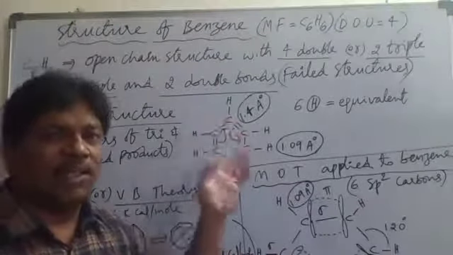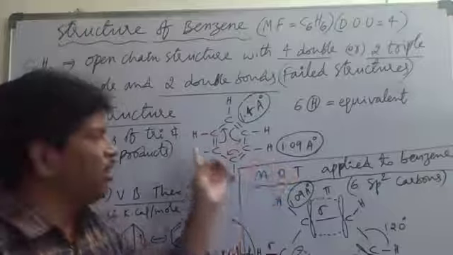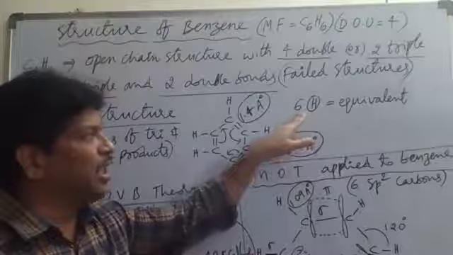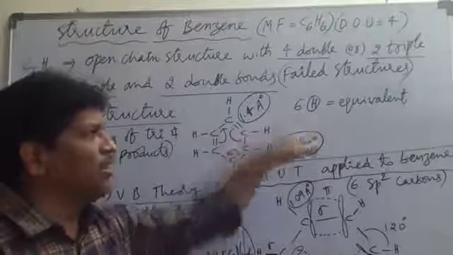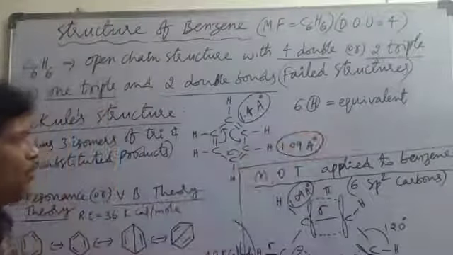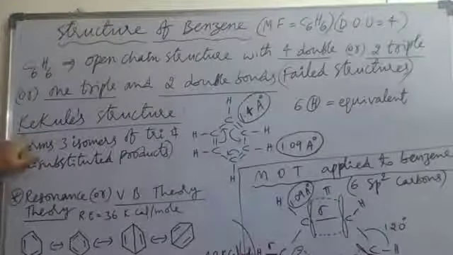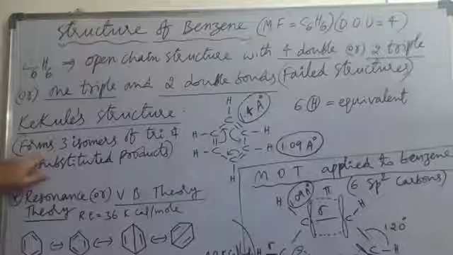All 6 hydrogens are equivalent. Any hydrogen can be replaced by the group. That's why we can say that the 6 hydrogen atoms in the Kekulé structure are equivalent hydrogens. And according to this structure, what does it form? The Kekulé structure forms 3 isomers.